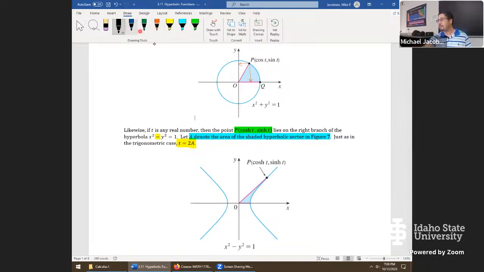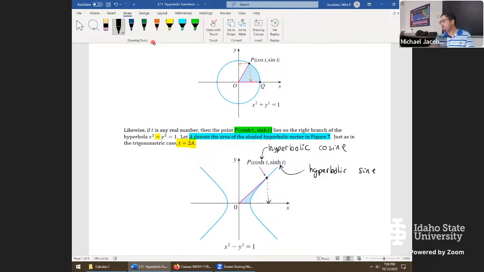So we have cosh t. We refer to this as hyperbolic cosine. Just like before, the value of the hyperbolic cosine is going to be something right here, just like in the trigonometric case. For sinh t, sometimes I'll say sinh or sine h or hyperbolic sine. The hyperbolic sine would be this value right here, whatever it happens to be. So that's the diagram that defines the functions.